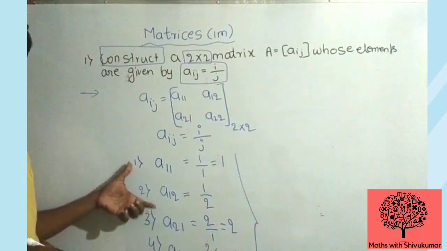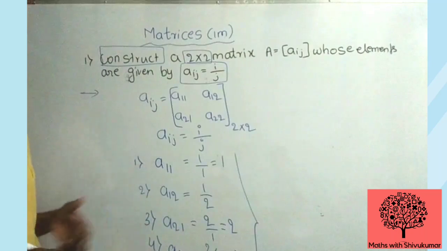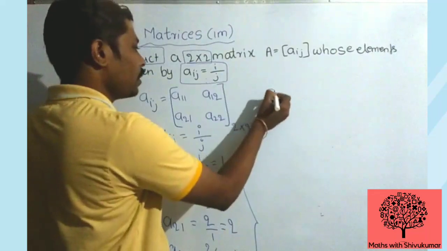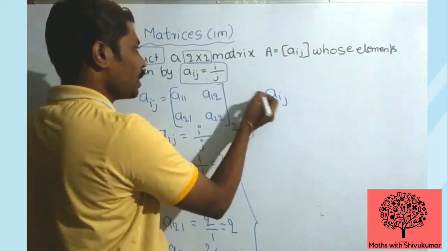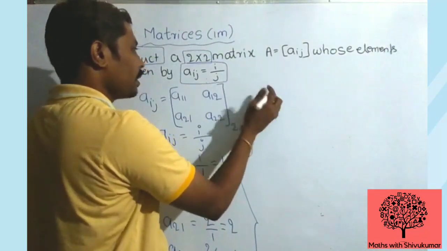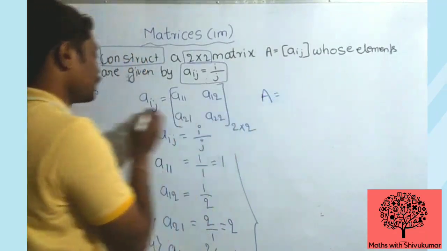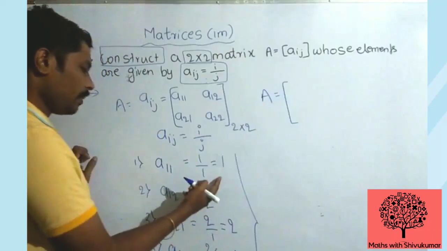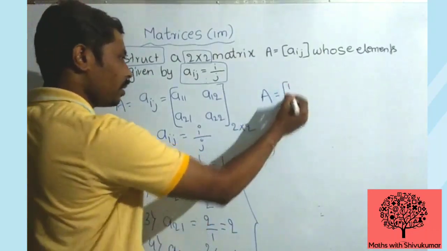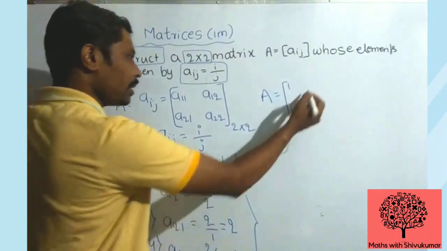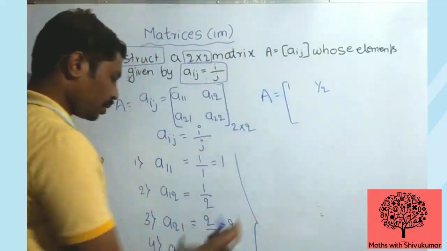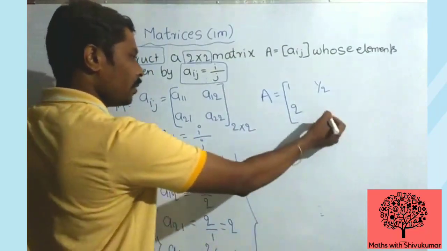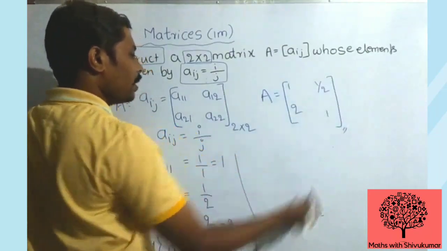4 elements we have written according to the given condition. Now what you will do here, finally write down Aij. If you want you can write capital A, no problem, both are the same. Capital A is equals to, what is the first element? A11 position element is 1. A12 position element is 1 by 2. So next position is 2. This last position is 1. So this is our required matrix.